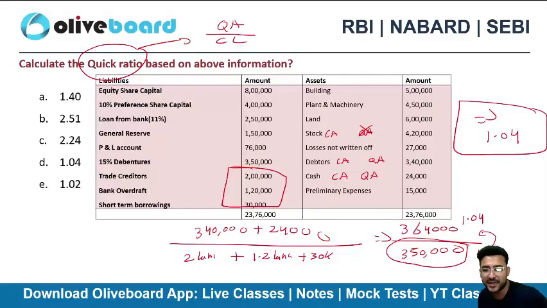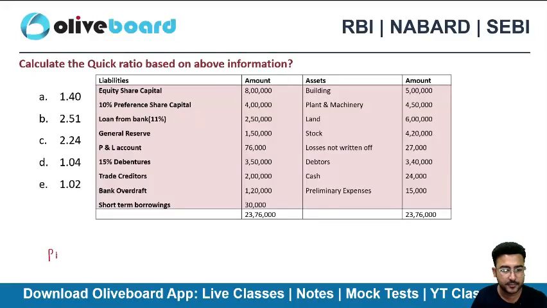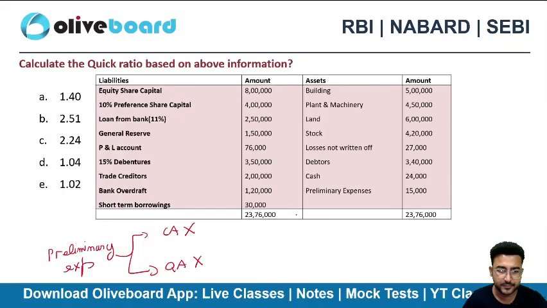And do remember, prepaid expense is completely different from preliminary expense, right? Preliminary expenses are fake assets, fictitious assets. Prepaid expenses are actually current assets, but they are not quick assets. So if I draw a chart, preliminary expenses are not at all current assets. They are also not quick assets. They are fake assets, the real meaning being fictitious assets.